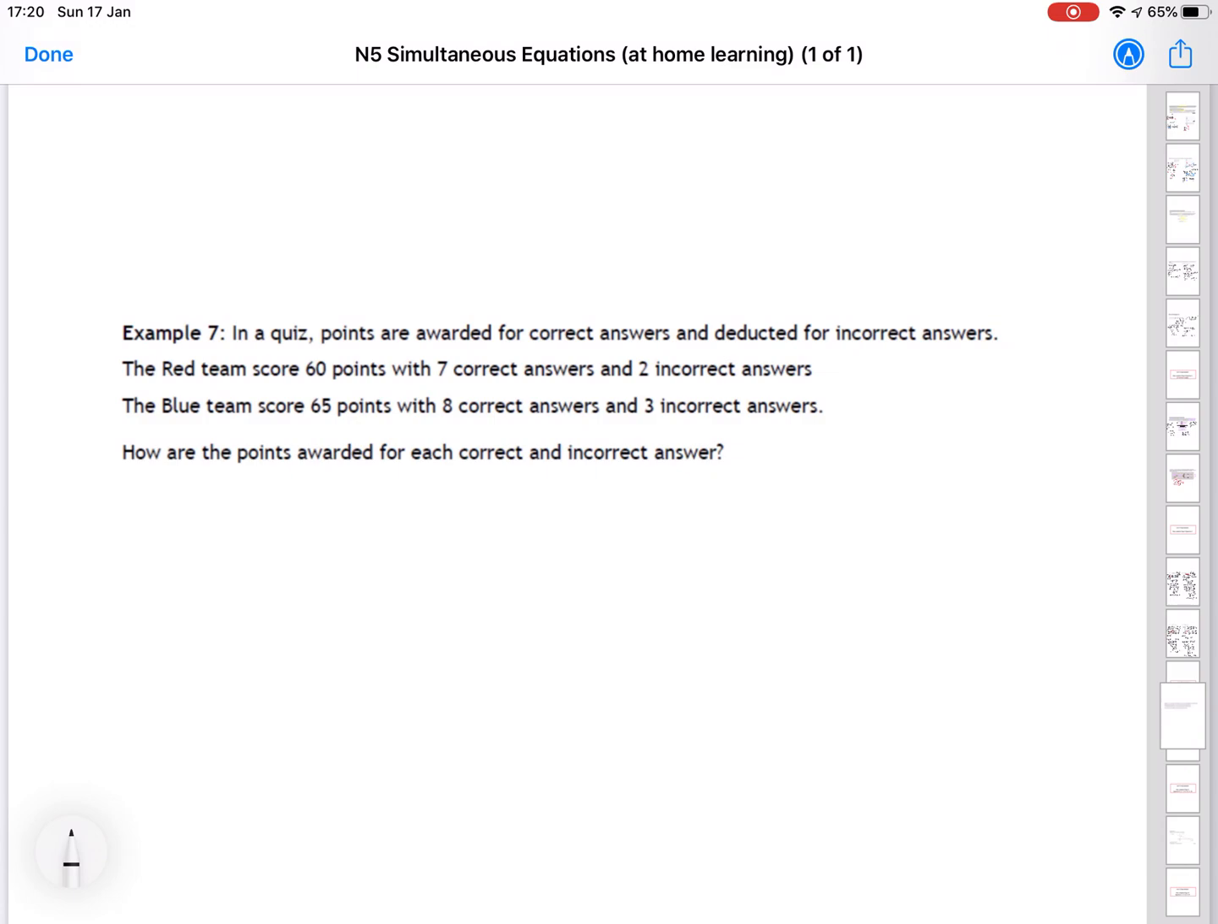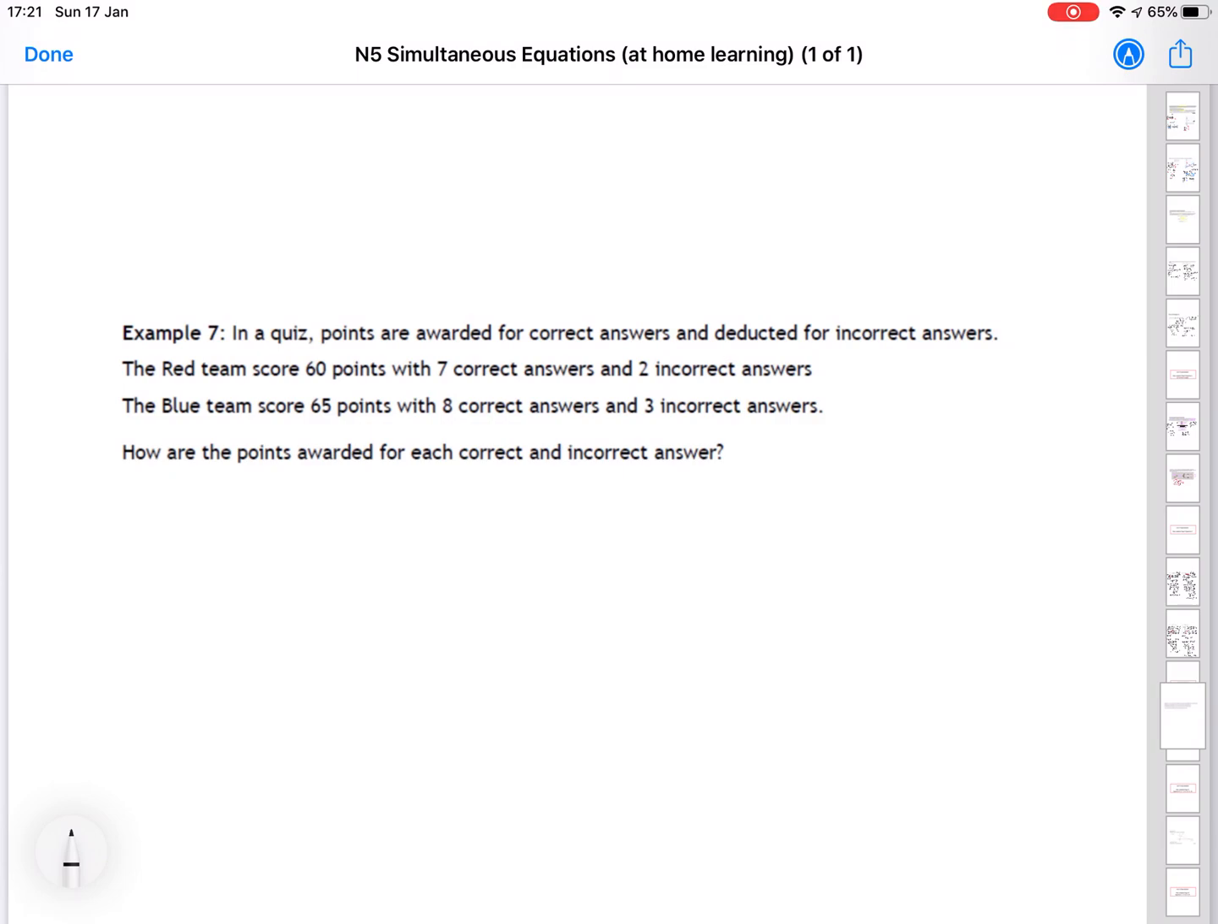Now here, because the question tells you that points are awarded for correct answers, we would assume that that value would be a positive number. And because you're told that points are deducted for incorrect answers, we could go ahead and assume that the value for an incorrect answer is going to be a negative number, okay? Because obviously that would be points taken away for every answer that they're getting wrong.